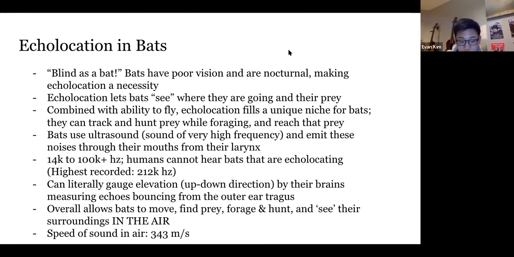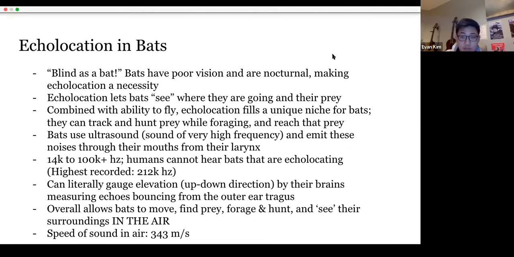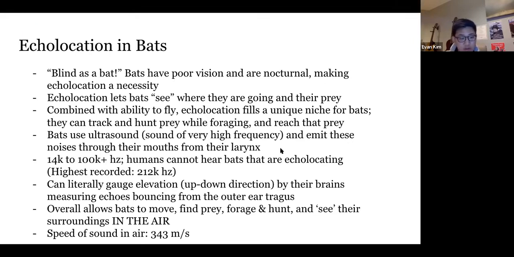It largely does not penetrate into the water. Echoes would not return from the water back into the air to a bat's ear in a capacity large enough for a bat to effectively navigate through the water. And bats don't go into the water anyways, so that would be a useless functionality. Important to note that the speed of sound in air is 343 meters a second.